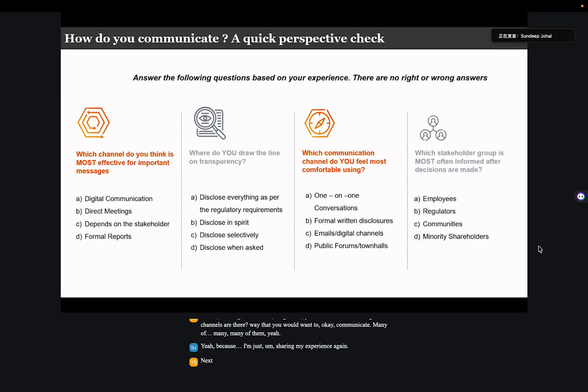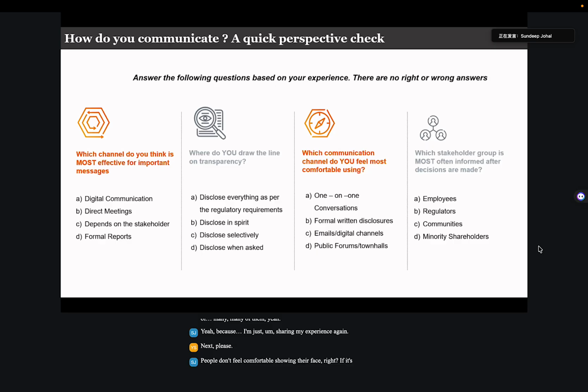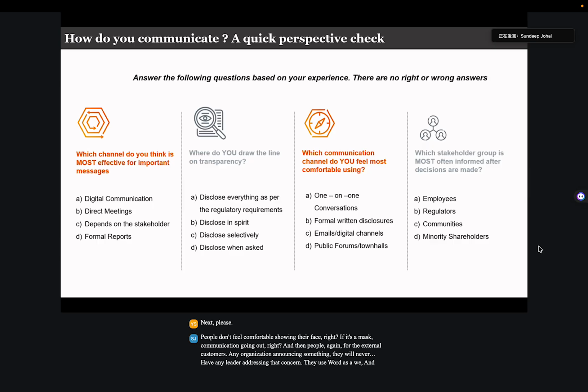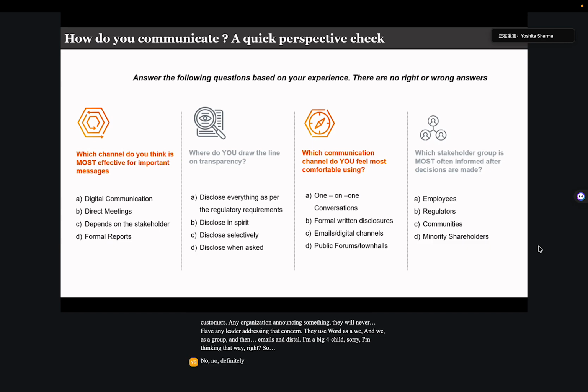People don't feel comfortable showing their face, right? If it's a mass communication going out. And for the external customers, any organization announcing something will never have any leader addressing that concern. They use the word "we", and "we" is a group, and then emails and digital. No, definitely. Understood, taken your point.